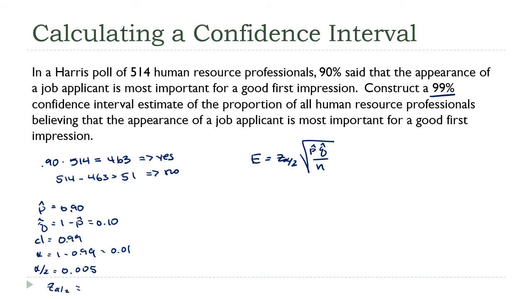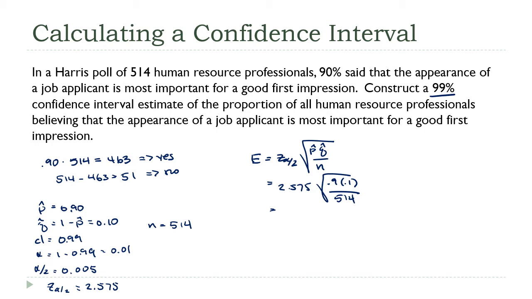Remember, there's really two of these. There's the left-hand one, which is negative, and the right-hand one, which is positive. We're always going to take the positive one. So this is 2.575. Now it's just plugging numbers into the formula. This is 2.575 times the square root of 0.9 times 0.1 over n. I left n off of my list, didn't I? That's the sample size. That is 514 people.